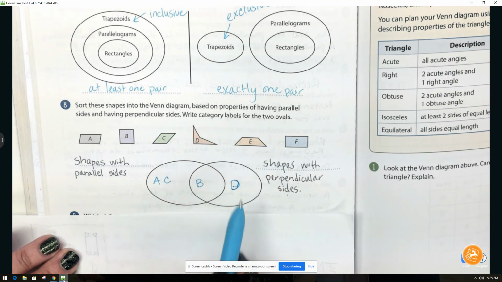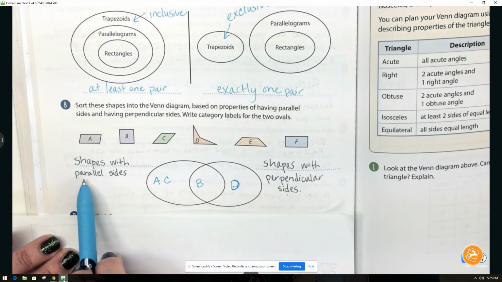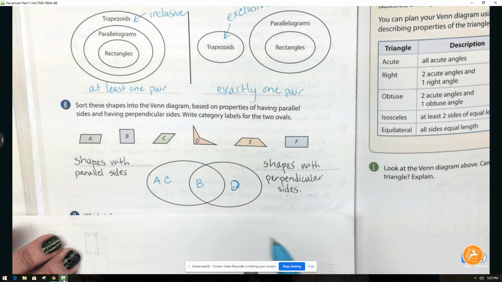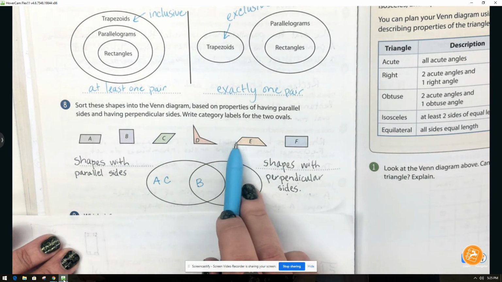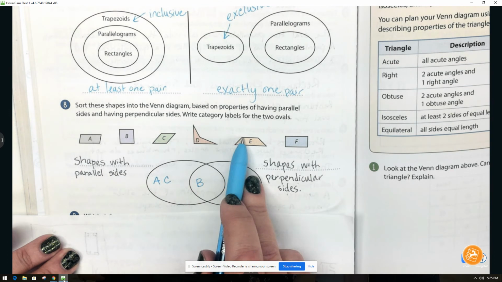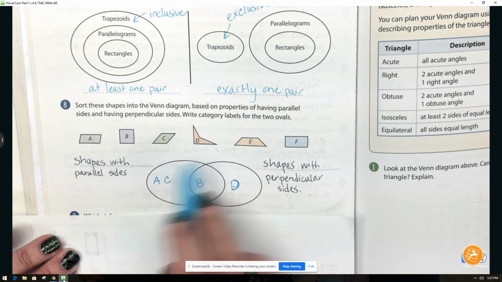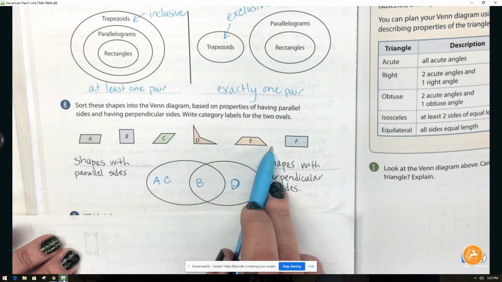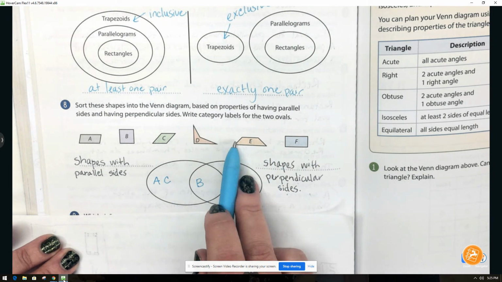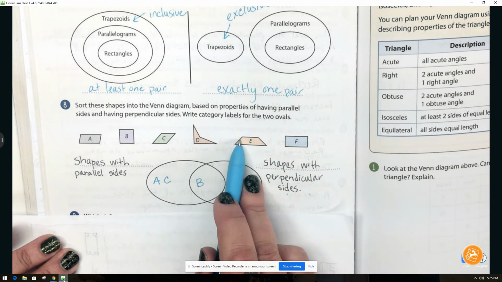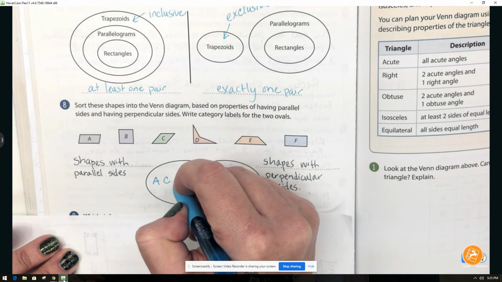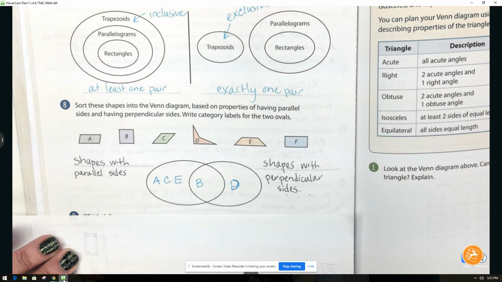Now we're going to look at shape E. Now, I forgot to mention that we only are looking for shapes with parallel sides, not how many parallel sides they have, just how many have parallel sides. So shape E here, does it have any parallel sides? Yes, this top and the bottom line are parallel to each other. They're never going to touch, no matter how long they go. But the other two lines are not, but that's okay. Do we have any right angles? Nope, no right angles. So shape E comes over here.